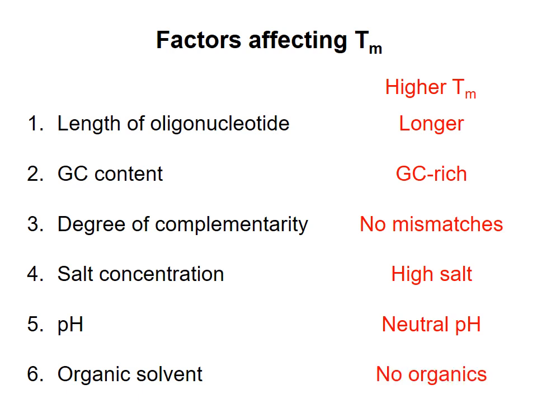And finally, organic solvent in the environment decreases the polarity of the environment, making it easier for the DNA to denature. Therefore, DNA is most stable if no organic solvents are present. In the next video, I'll start describing the process of cloning your favorite gene.